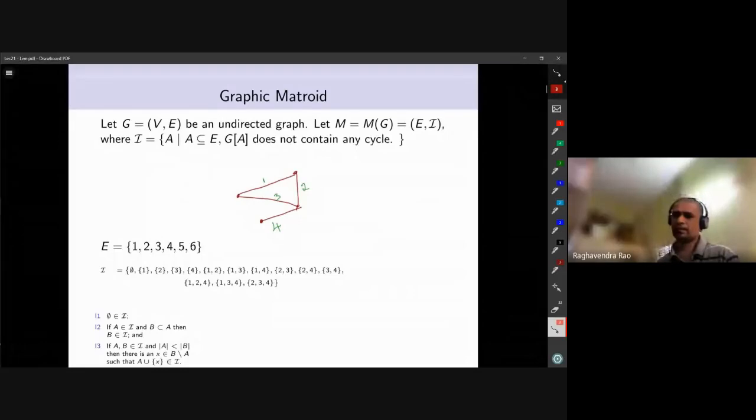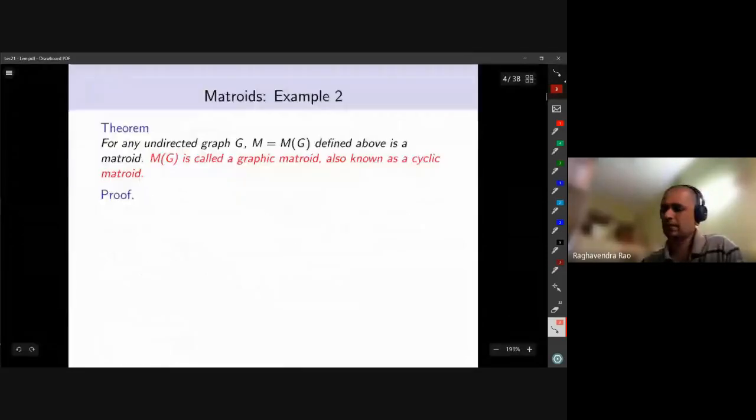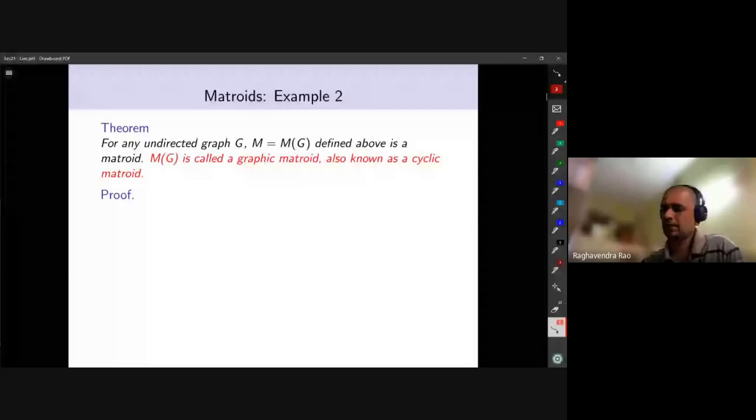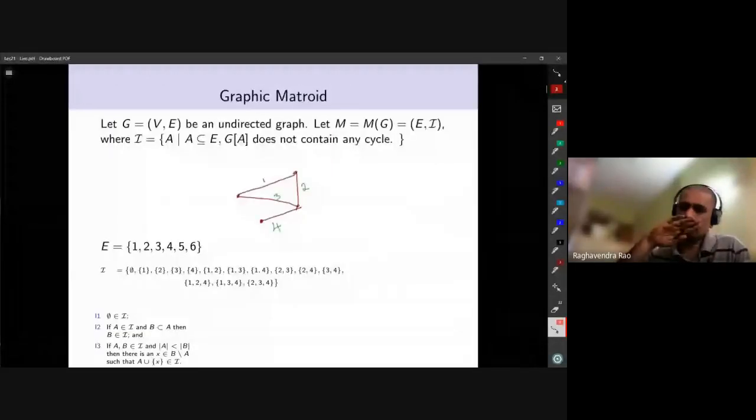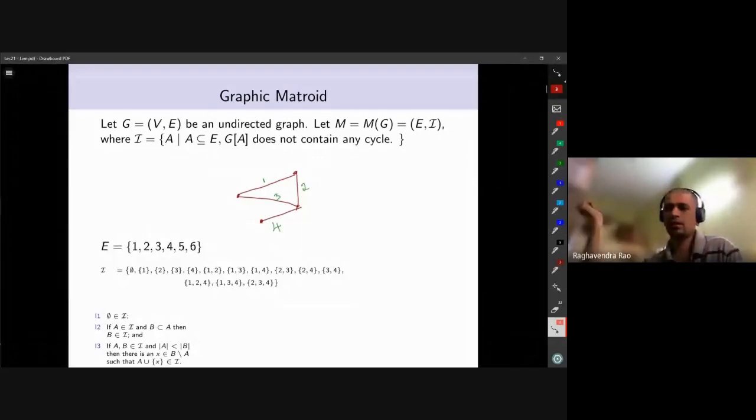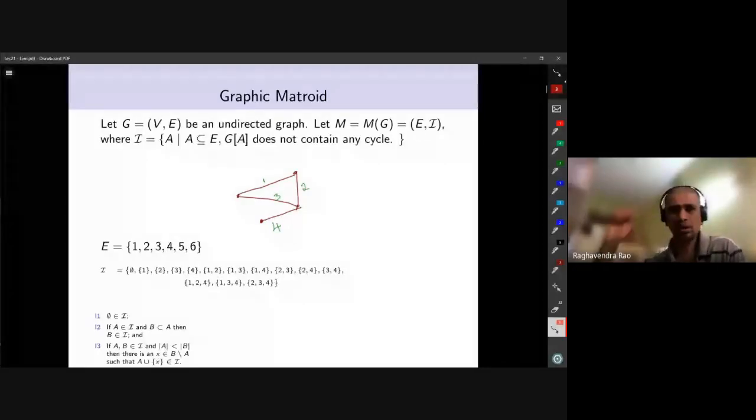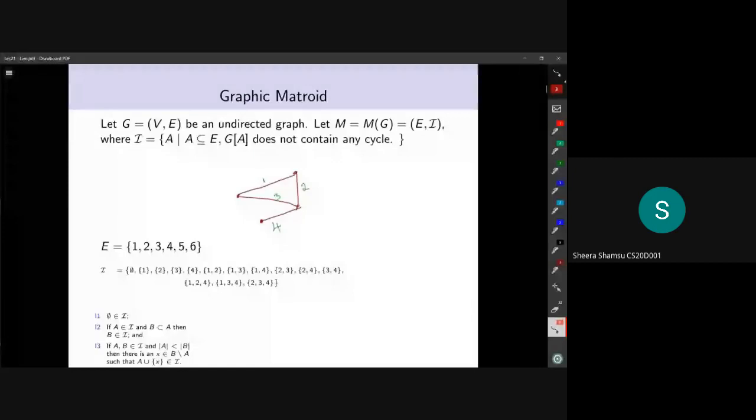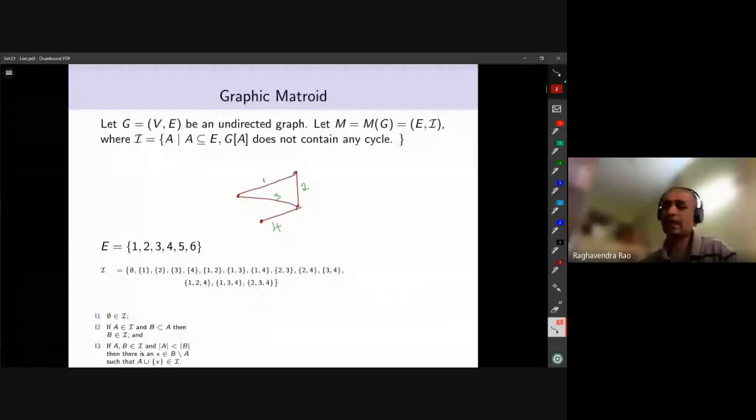In fact, it turns out that, just for a moment, what are these sets? A collection of edges which does not contain any cycle. A forest. Yes, it is called a forest, a collection of trees.